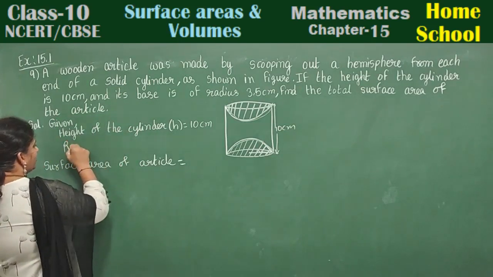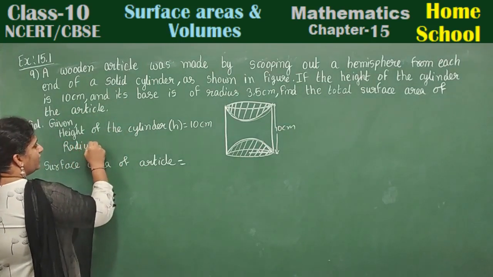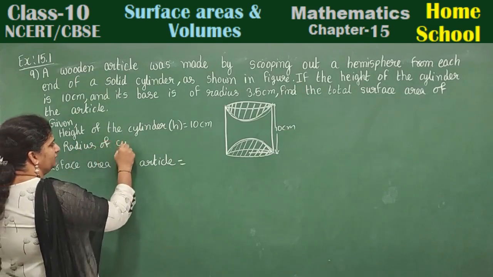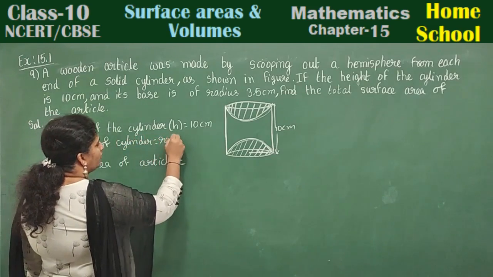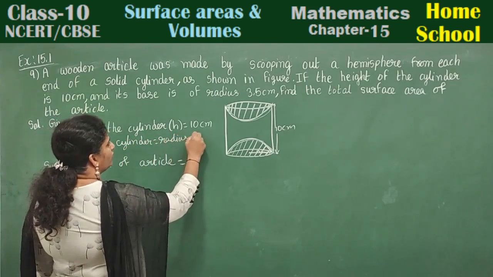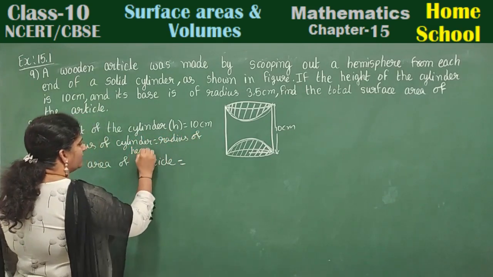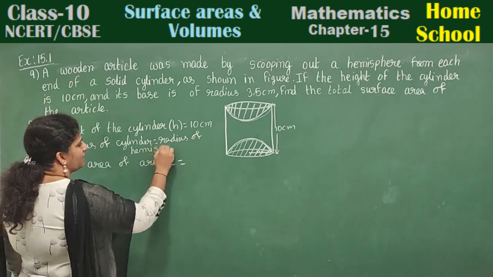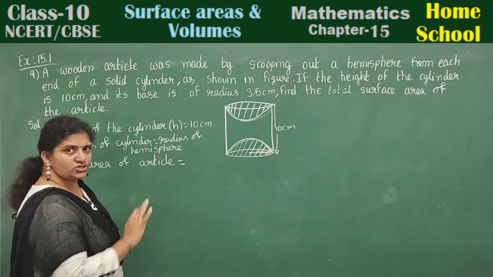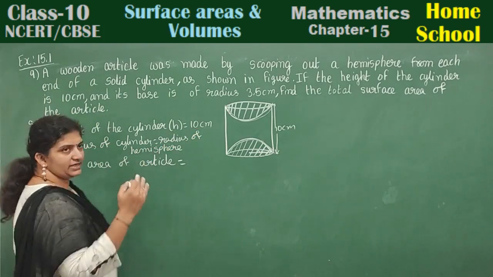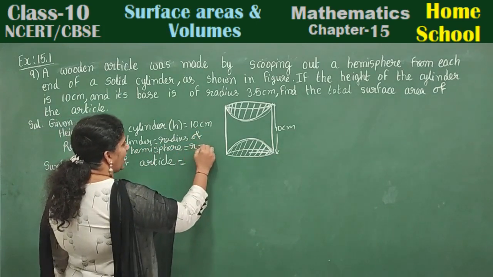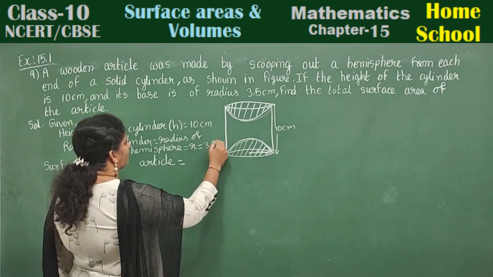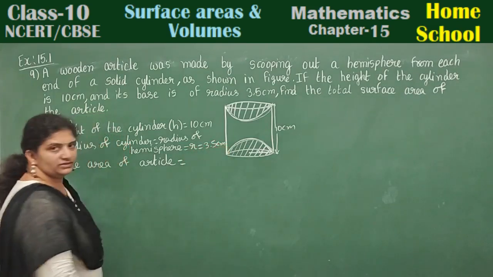Then the radius of the cylinder is equal to the radius of the hemisphere. Both radii are the same, children. So you can write like this also: radius of a cylinder is equal to radius of hemisphere, that is, r is equal to 3.5 centimeters.